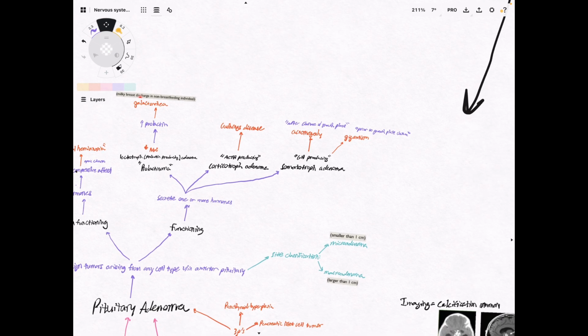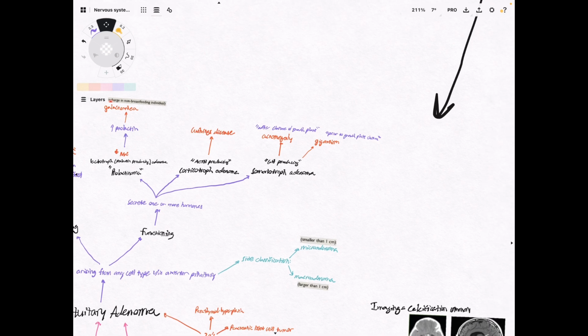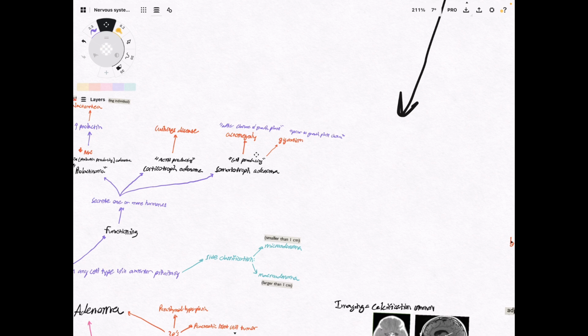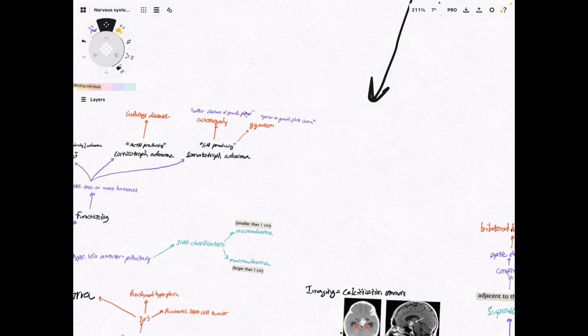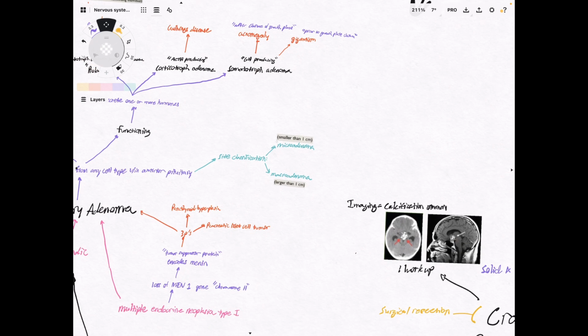Okay, so the next one is corticotroph adenomas, and this is producing adrenocorticotropic hormone, ACTH. And this, of course, can cause Cushing's disease. All right, so the next one is somatotroph adenomas, and this is growth hormone producing, and it presents differently depending on whether the growth plate has closed or hasn't. So if the growth plate's already closed, it presents as acromegaly, and if the growth plate's still open, it can present as gigantism.